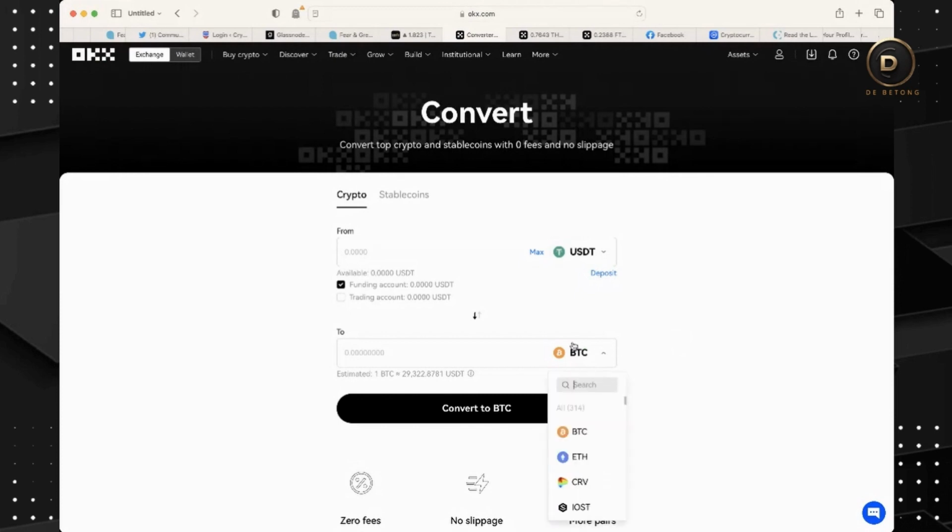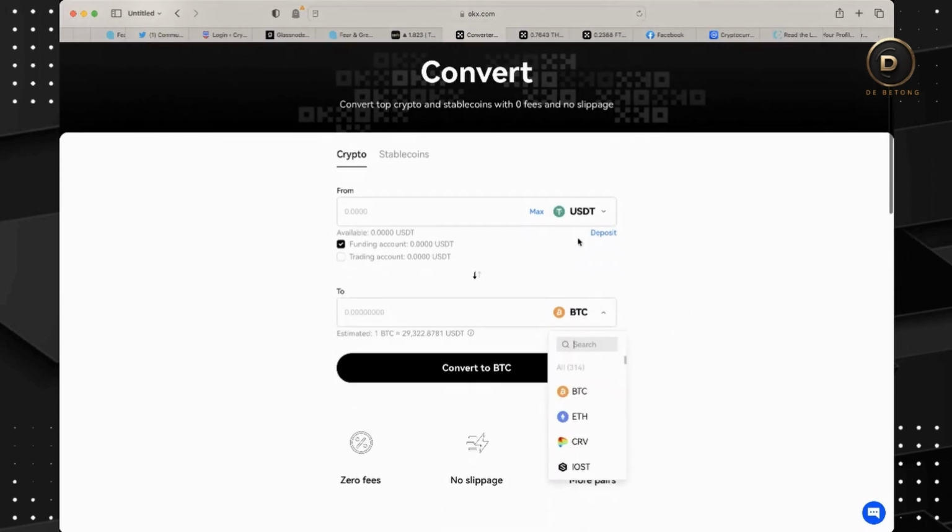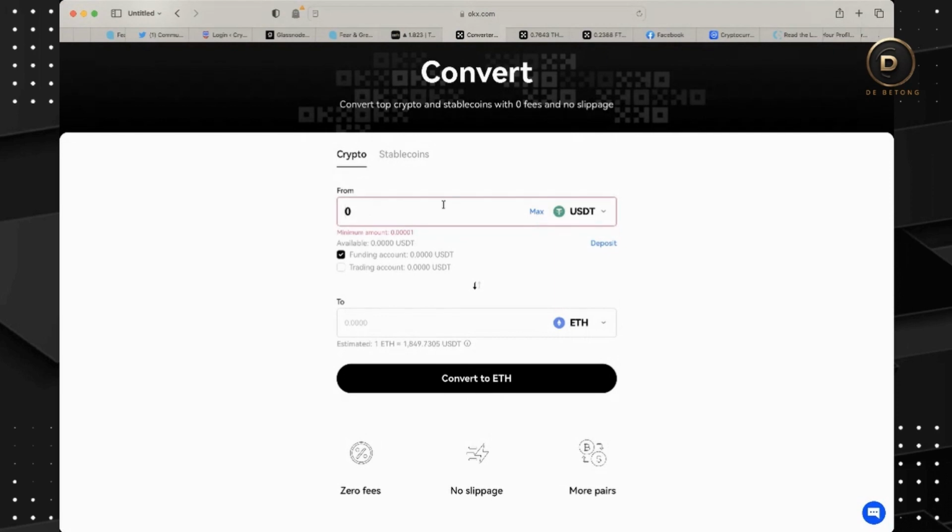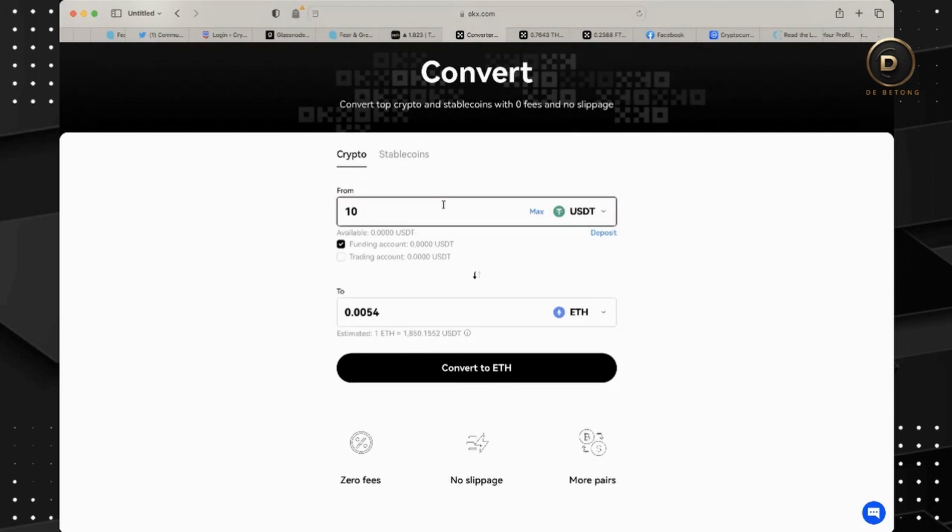You can choose Bitcoin or any other asset that you want to swap the USDT to. Let's say, for example, Ethereum. Now you can either click on max, or you enter the amount that you want to transfer. Let's say, for example, you have 100 USDT or 1,000, and you want to swap just 100. Then you can do it like that, and convert it into Ethereum, and that's it.